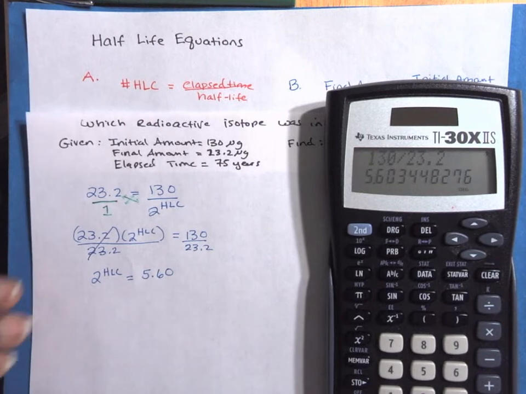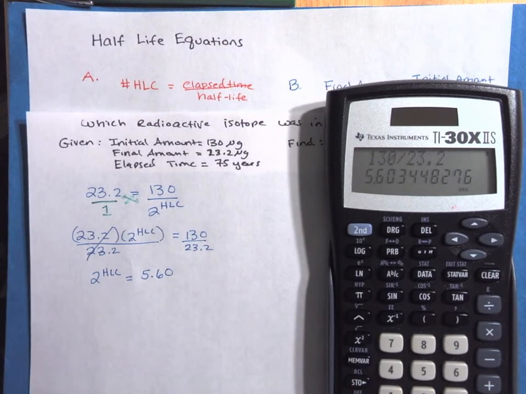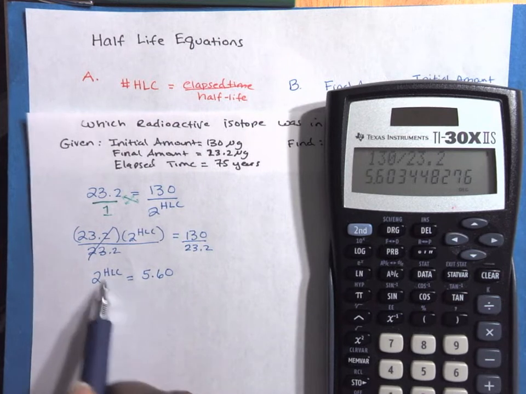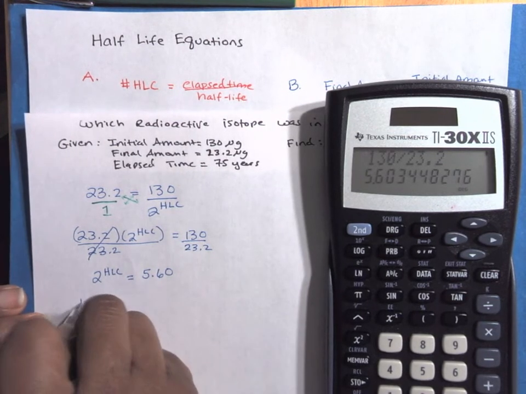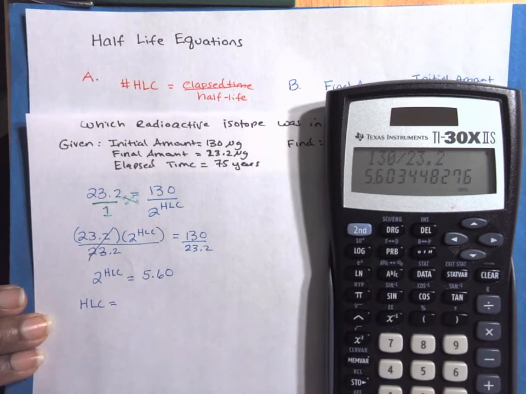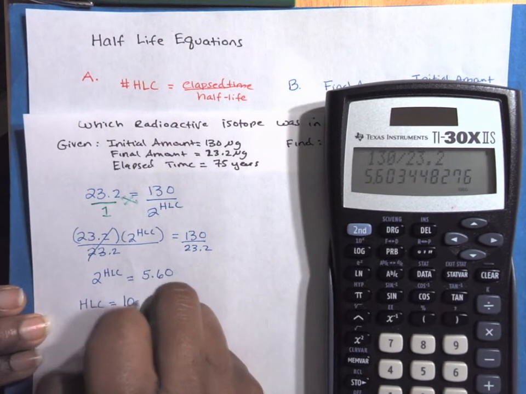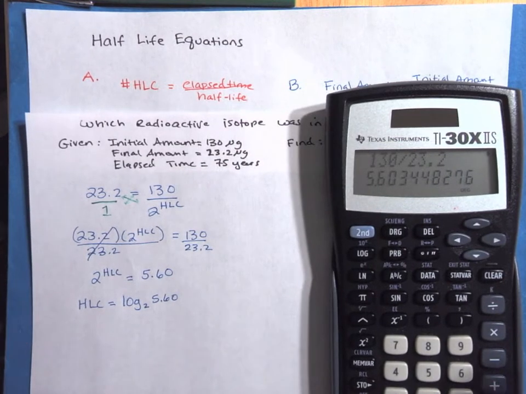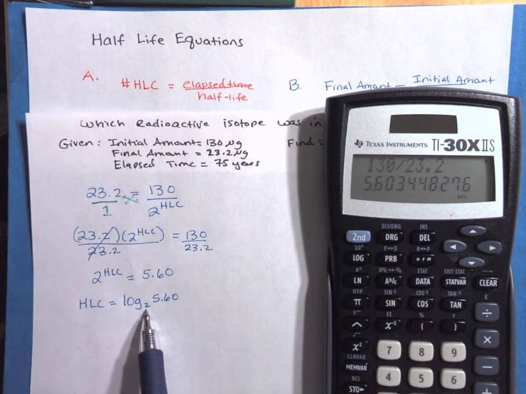5.60. Okay, so now I want to solve for a power. Whenever you want to solve for a power, you need to use log. So my number of HLCs is equal to log base 2 of 5.60. Now, if you have a fancy calculator where you can change the base of your log, then great.